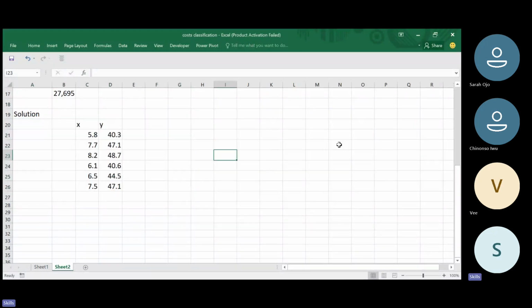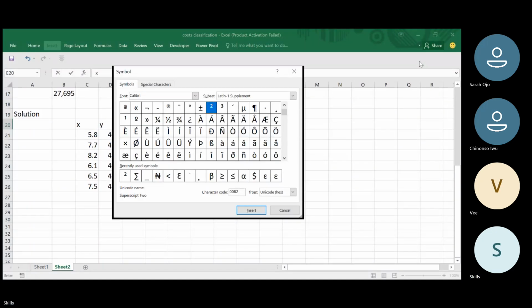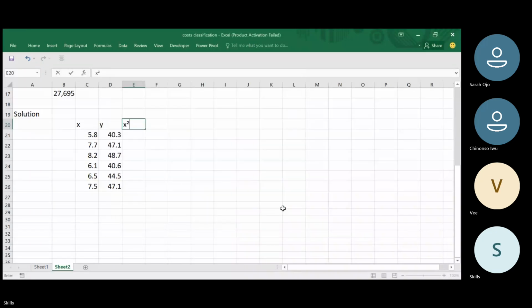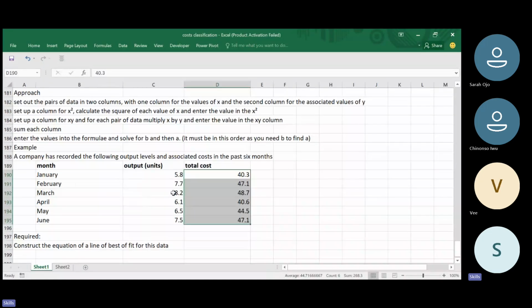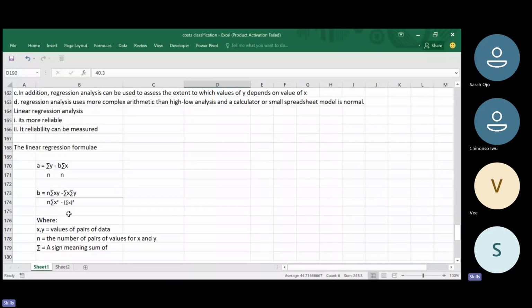Okay, so this is it. We have our X and Y, then we have X squared, then we have XY. Look at the formula, it will guide you on how to construct this table. Based on the formula, it will guide you. This is the formula, so these are the things you'll be needing.